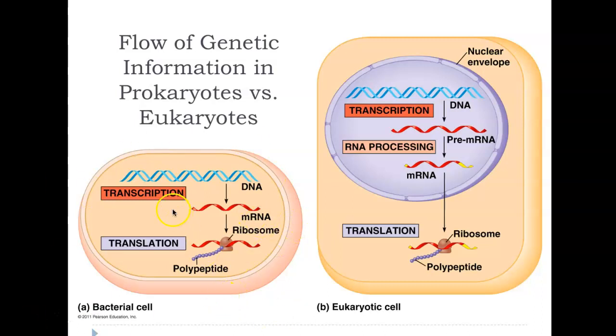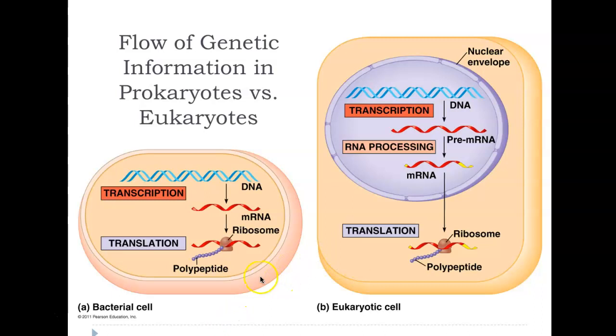Notice in this picture that transcription and translation for prokaryotes is happening in the cytoplasm. Notice in this picture that transcription and translation are happening in two different places for a eukaryote. Why is that important? Well, this means in a prokaryote, transcription and translation can happen simultaneously. The cell can start making mRNA and it can start translating it before the mRNA is even done. It's an efficiency thing and it's kind of cool.